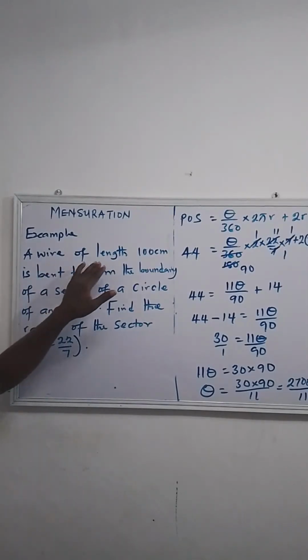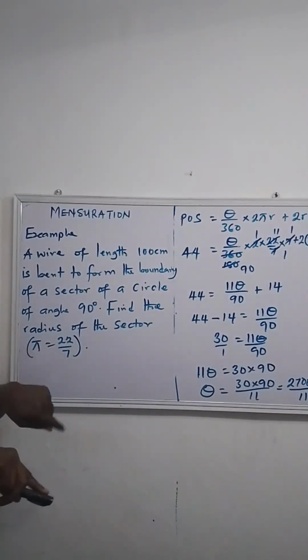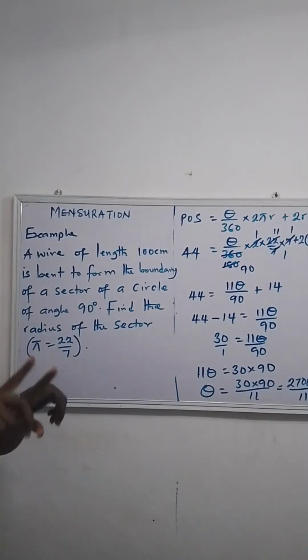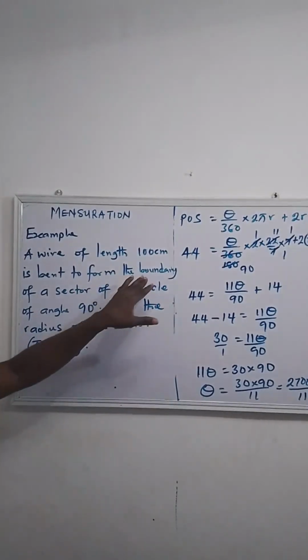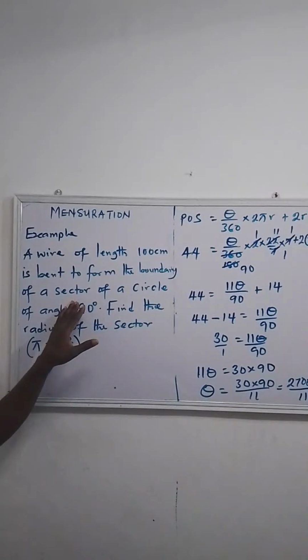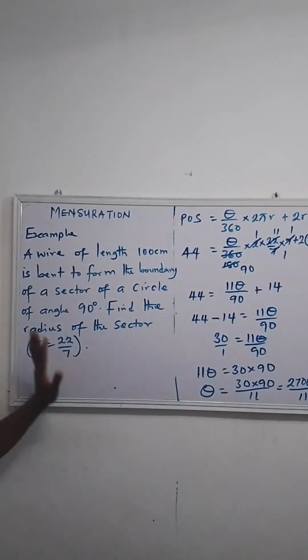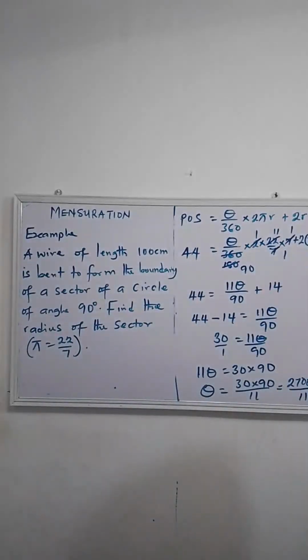Now, a wire of length 100 centimeter is bent to form what? The boundary. That is to form the perimeter. Don't forget what I told you. I said perimeter is also the boundary of any plane shape given. Form the boundary of what? Of a sector, of a circle, of angle 90 degrees. So the question now is find the radius of the sector. Okay, now let me give you 2 minutes to try this question before we solve it together.